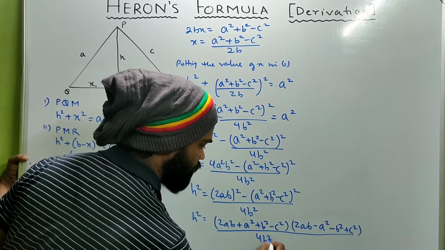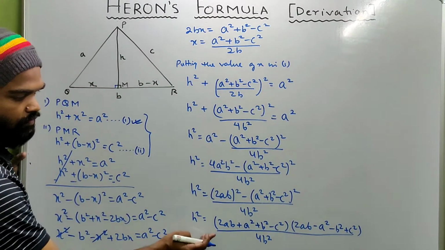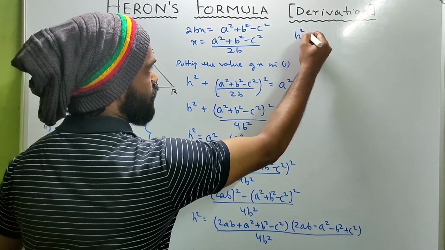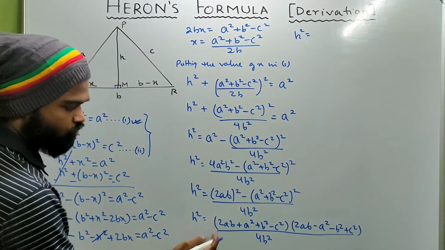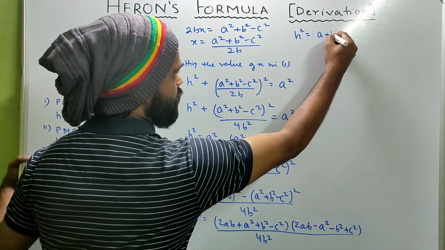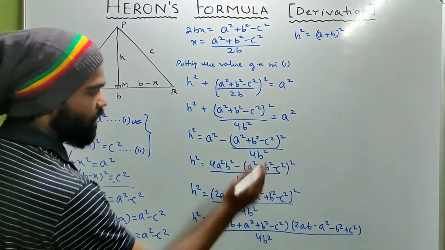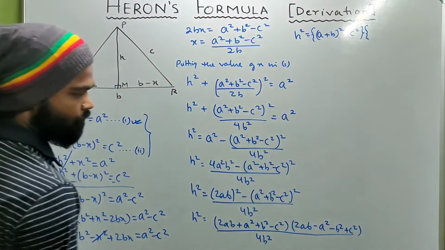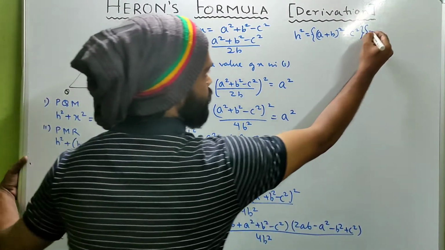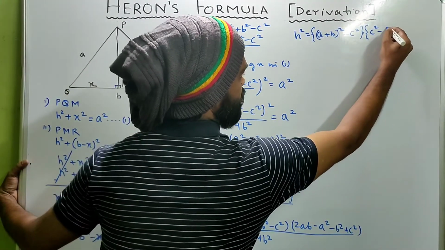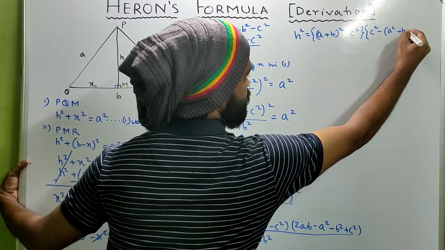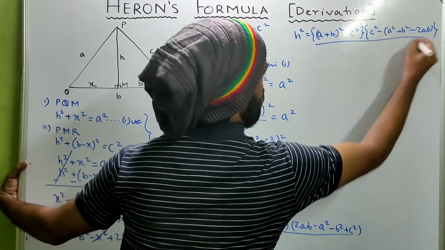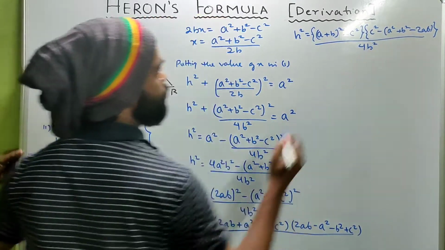By 4b square. Now look carefully. We'll try to arrange. Now this is, look carefully, h square equals a square plus b square plus 2ab will be (a plus b) whole square, (a plus b) whole square minus c square over there, isn't it? And in the second one, look carefully, c square, and if you take minus common, it becomes a square plus b square minus twice ab, if I'm not wrong, okay, by 4b square.